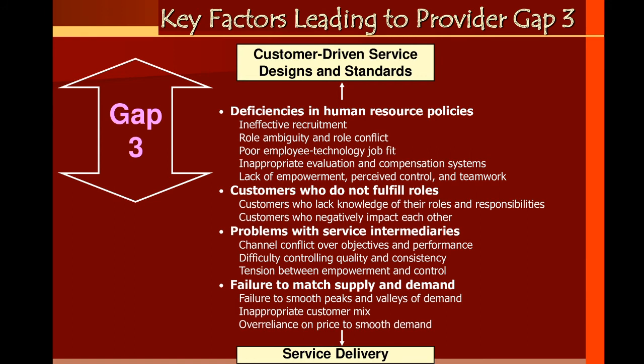And poor employee technology fit. If the employees are not technologically updated, they will be unfit for the particular post where they are sitting. Then inappropriate evaluation and compensation benefits: because of poor compensation systems, people will not show that much interest. Lack of empowerment: they will not have the authority to do some work. Then perceived control and teamwork. It is a very big problem because of company setups now. Perceived control means some other person has the control, so to take that and implement it, they will not have the authority. So this is a very big point in deficiencies in human resource policies.